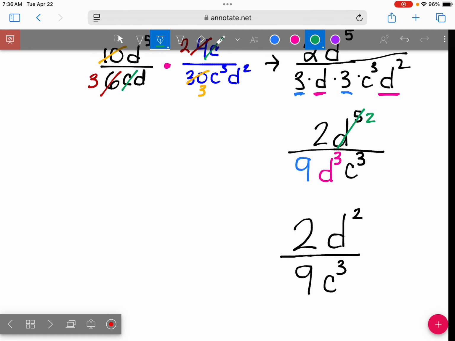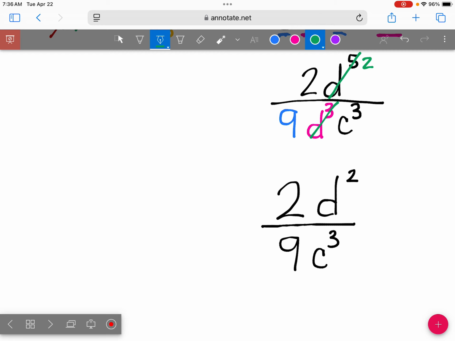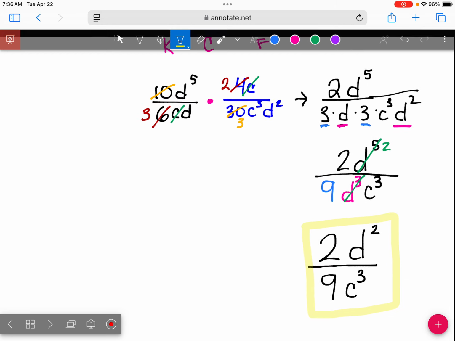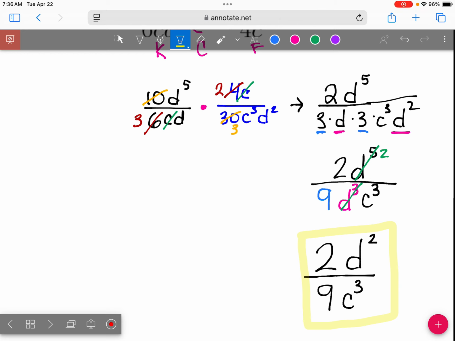So this will go down to d squared, and that one will go away, because it's 5 minus 3. That's the way we do it with our exponents. So this is our fully simplified answer. The 2 and the 9 don't simplify down any farther. I only have 1 variable d in the numerator. I only have 1 variable c in the denominator.